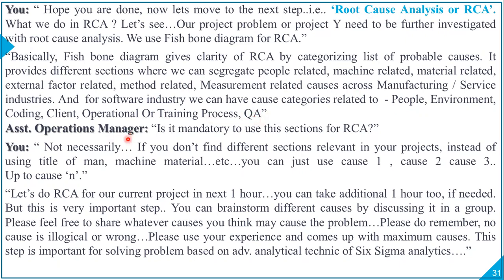The assistant operations manager asked, is it mandatory to use these sections for RCA? You replied, not necessarily. If you don't find the different sections relevant in your project, instead of using titles like man, machine, material, you can just use cause 1, cause 2, cause 3, up to cause n, and then go ahead finding the sub causes under those titles. Let's do RCA for our current project in the next 1 hour. You can take an additional 1 or 2 if needed, but this is a very important step. You can brainstorm different causes by discussing in a group.